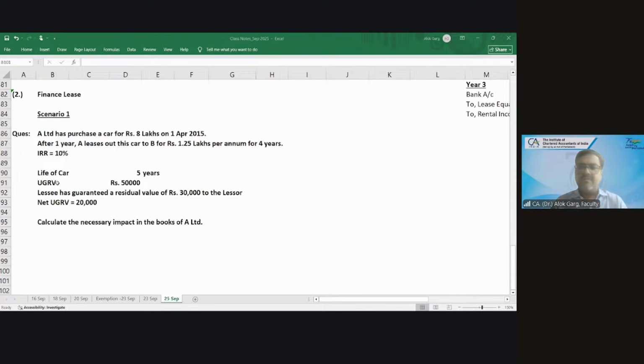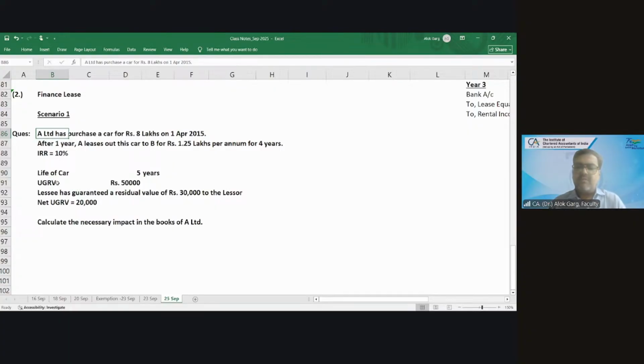Facts are clear? Okay. So A Limited has purchased the car. What is the cost of the car? 8 lakh rupees. Date of purchase is 1st April 15. After 1 year, so A used this car for 1 year for himself. Then he leases out the car to B for 1.25 lakh per annum for 4 years. And what is the life of the car?